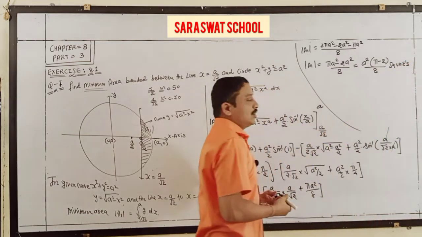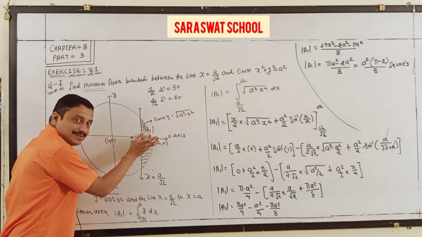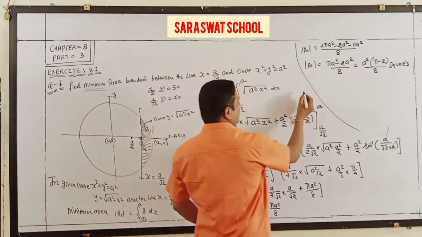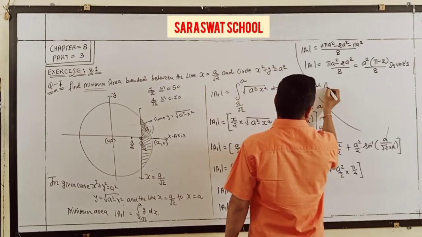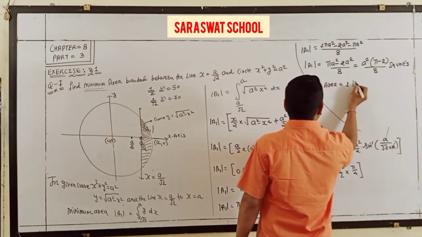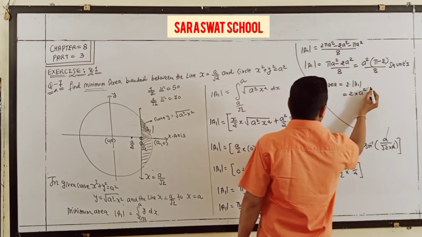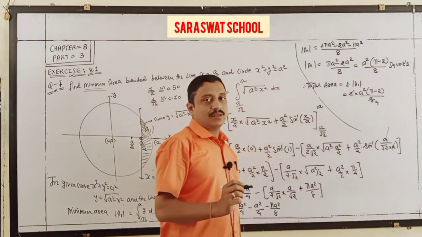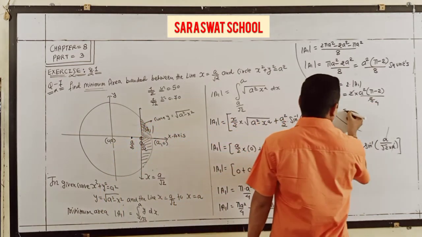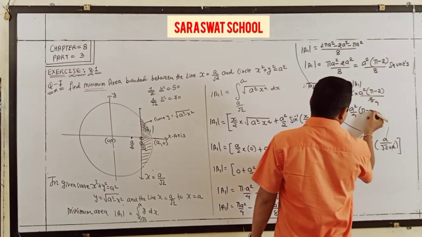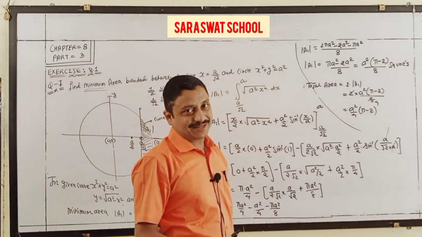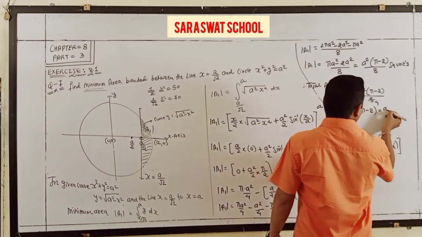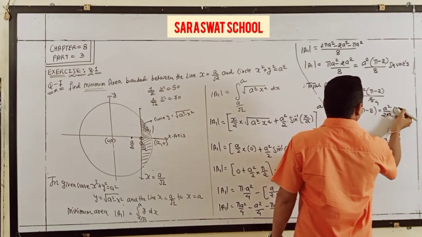This covers only this one part, but I want the full line, so I take it again double. Therefore total area: 2 times A1, 2 times a square, pi minus 2 by 8, that cancels to 4, and in the back side the answer printed here is a square by 4 into pi minus 2. That's your final answer. Either you can take the 2 inside, it means that way, a square by 2 into 2 pi minus 2.